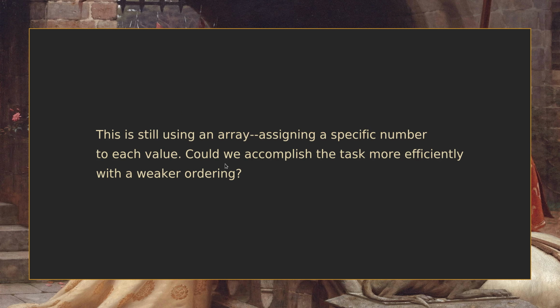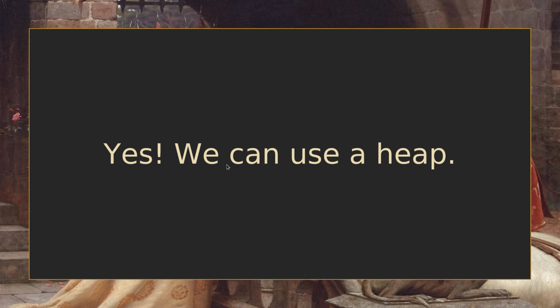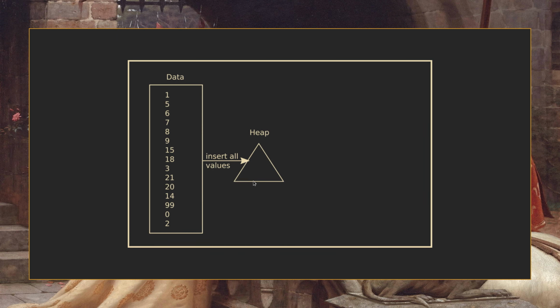Is it possible that we can come up with a weaker ordering principle that will allow us to answer the question while perhaps doing a little bit less work? And the answer is, of course, yes, we can. And we're going to use something called a heap to do that. The basic idea is this. Here is our data, and we are going to take that data and insert it all into a structure that is known as a heap.